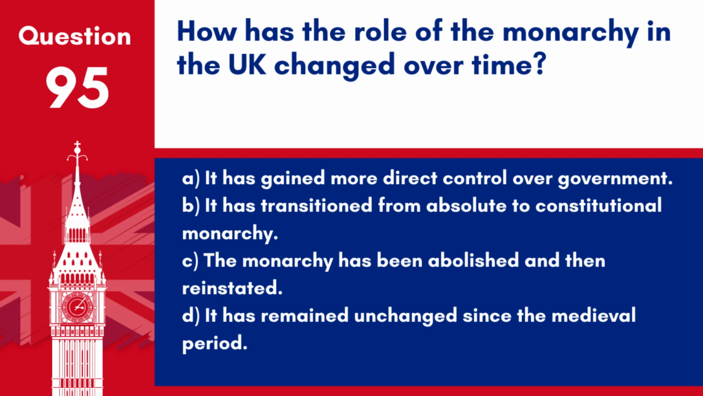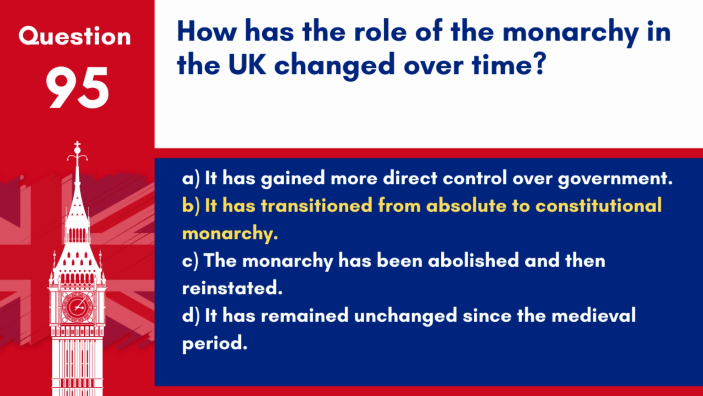A. It has gained more direct control over government. B. It has transitioned from absolute to constitutional monarchy. C. The monarchy has been abolished and then reinstated. D. It has remained unchanged since the medieval period. Answer: B. It has transitioned from absolute to constitutional monarchy.